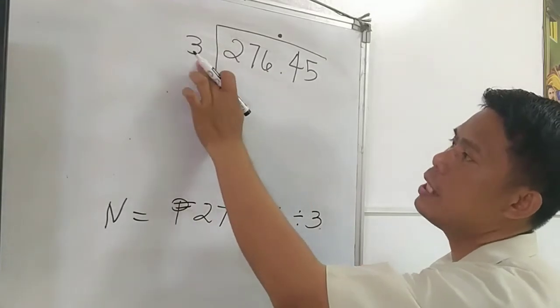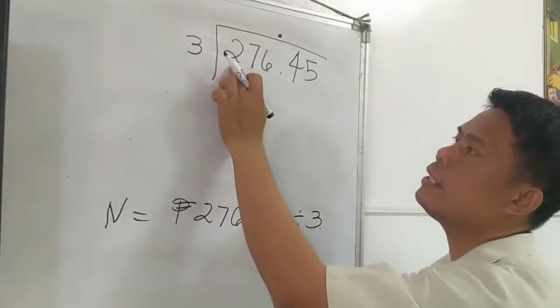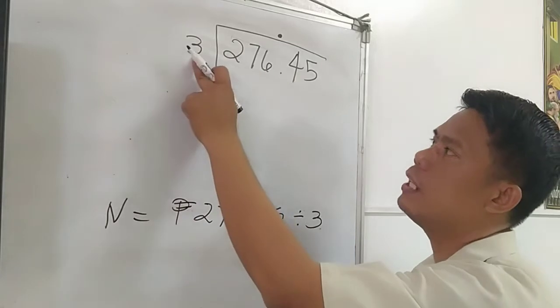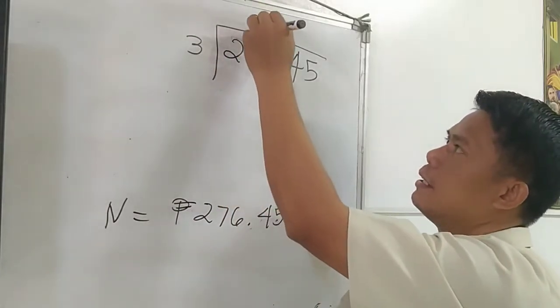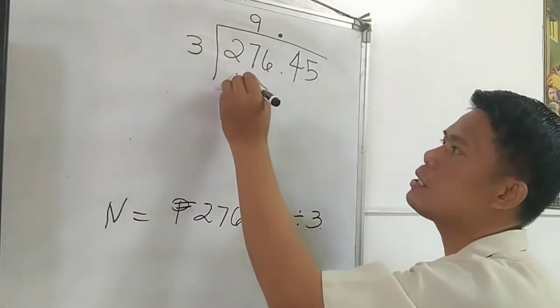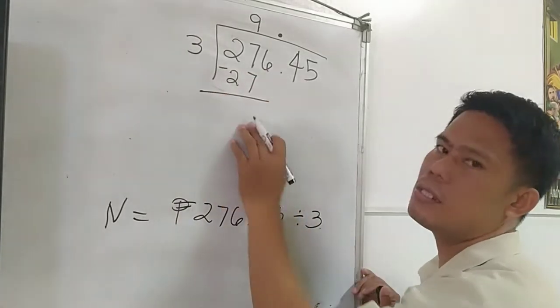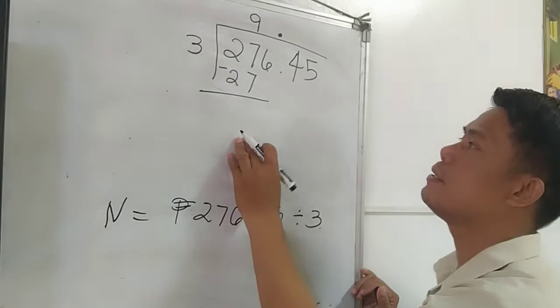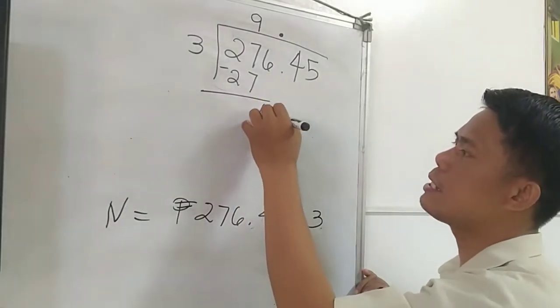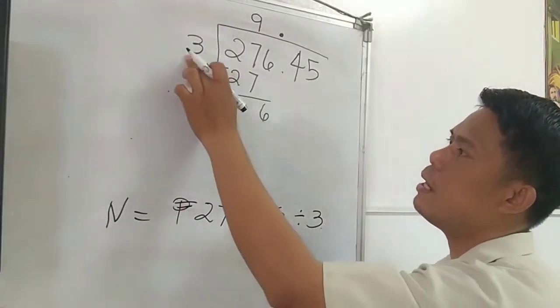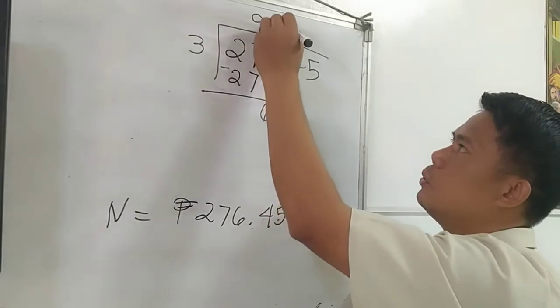So, 2 is less than 3. So, go to 27. 27 divided by 3 is 9. 9 times 3 equals 27. Then, 27 minus 27 equals 0. Bring down 6. Then, 6 divided by 3 equals 2.